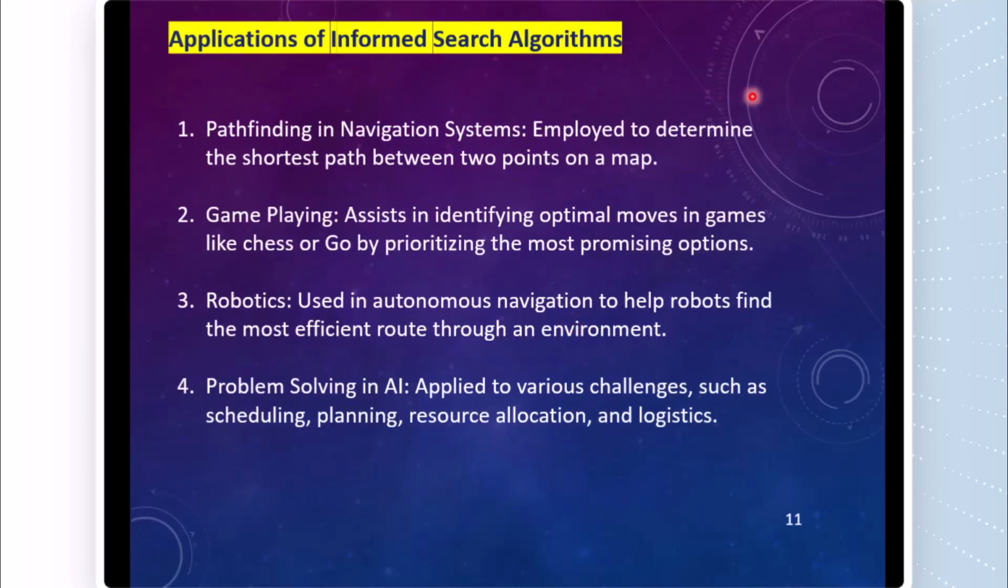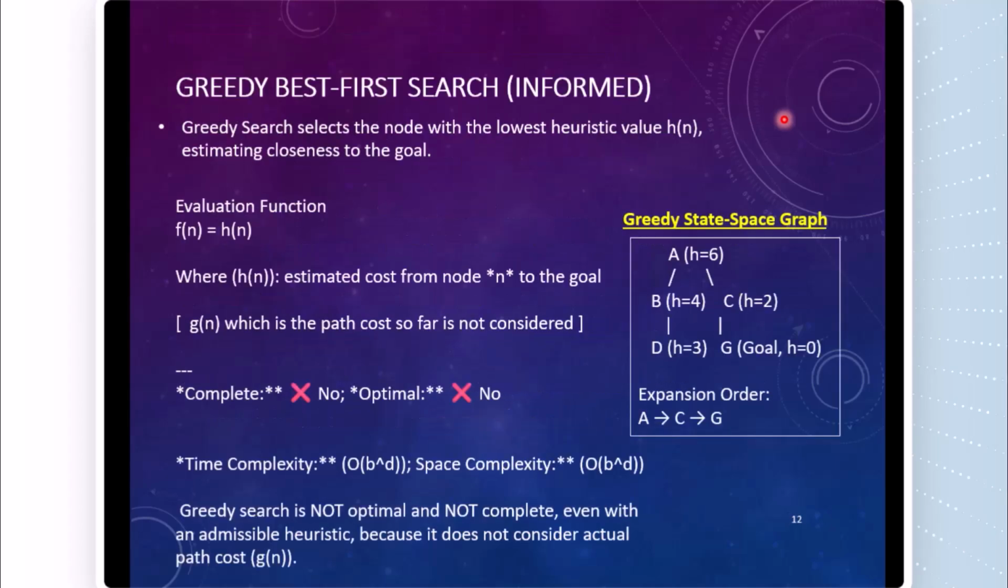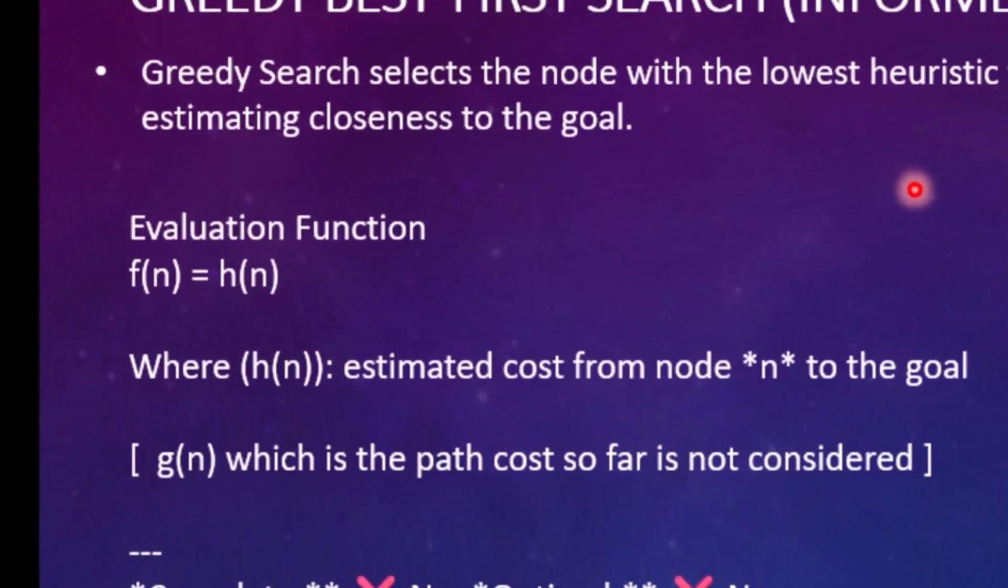Here are some of the applications of informed search algorithms: pathfinding in navigation systems, game playing, robotics, problem solving in AI, and so on and so forth. So let's look at two common examples of informed search strategy, starting with greedy best first search. Greedy search selects the node with the lowest heuristic value, estimating closeness to the goal. So the evaluation function f(n) for greedy equals h(n), where h(n) is the estimated cost from the given node to the goal.